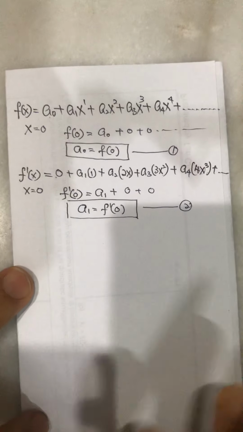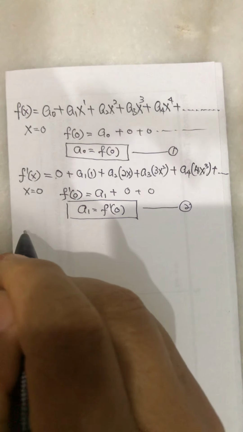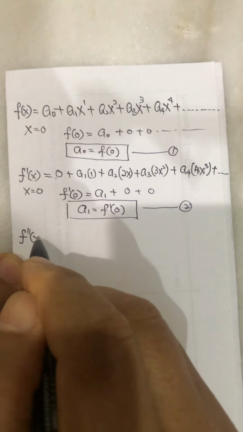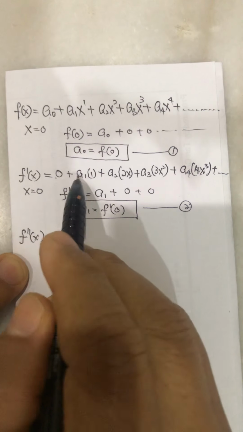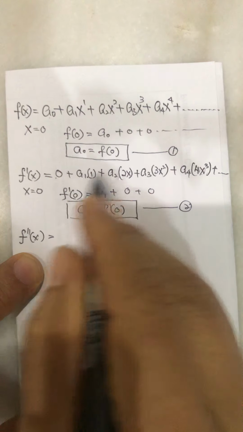Differentiate again, so we repeat. Repeated differentiation: we differentiate again to get the second derivative, f double prime. This one will be 0, forget about it, and here I will get 0 again, forget about it.